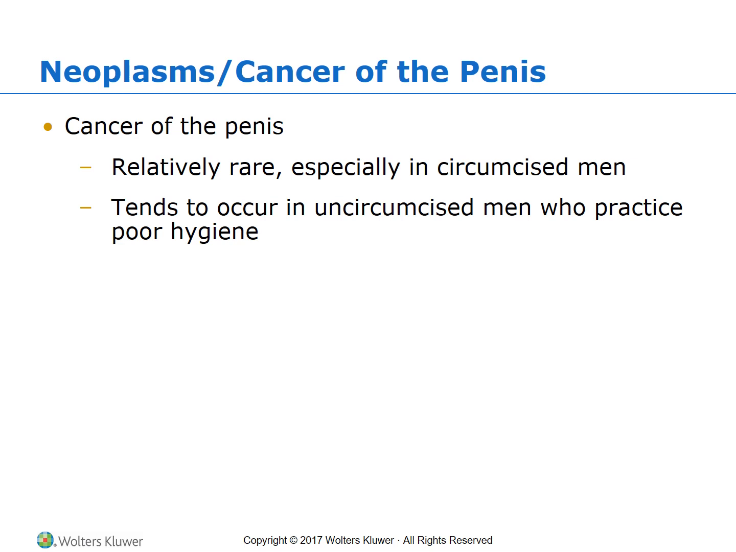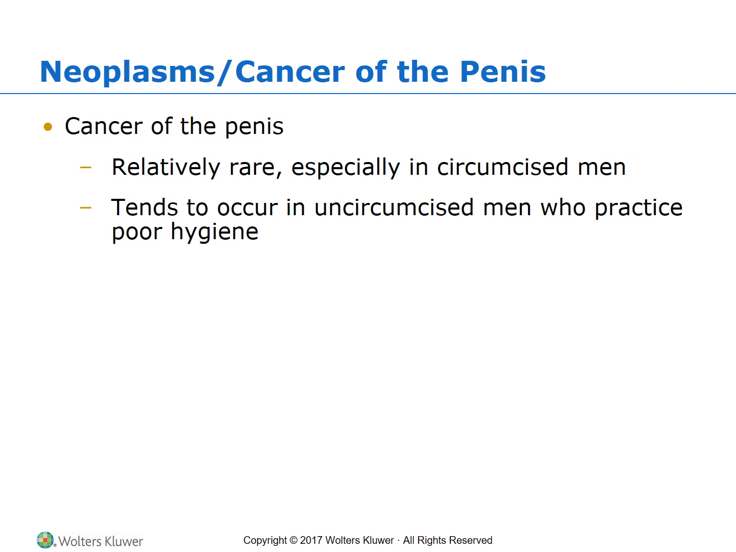And then, of course, we have cancer of the penis. It is relatively rare, especially in circumcised men. It usually begins on or under the foreskin. If it's detected early, it usually can be cured. It tends to occur more in uncircumcised men who practice poor hygiene. The vast majority of penile cancer is epidermoid or squamous cell carcinoma. HPV does increase the risk of penile carcinoma.